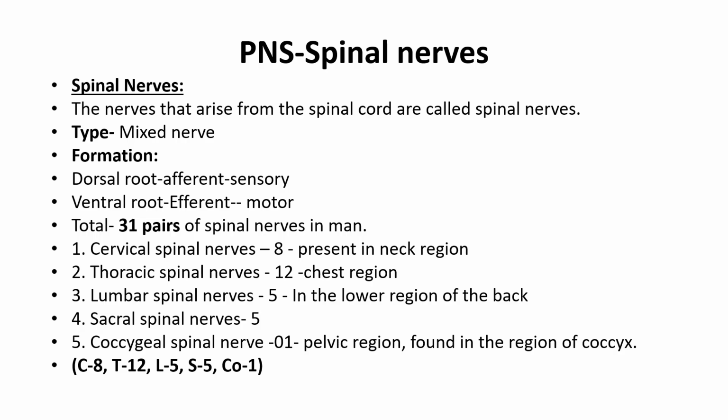Fifth, coccygeal spinal nerve, 1 in number, found in the pelvic region, in the region of the coccyx. So total C8, T12, L5, S5, CO1, total 31 pairs of the spinal nerves.